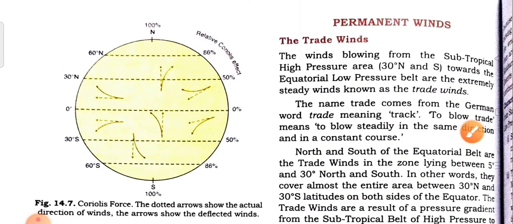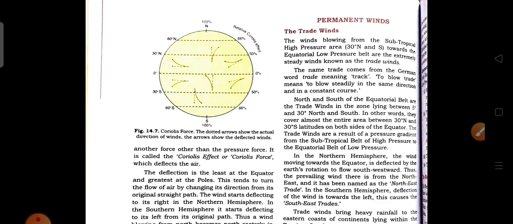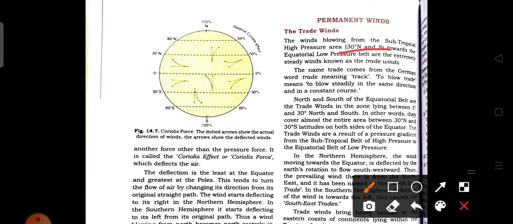So firstly we have to discuss the permanent wind. In the permanent wind there are the trade wind, the westerlies, and the polar easterlies. These are the three types of permanent wind. So we have to discuss the trade wind. What is trade wind? The wind blowing from the subtropical area, that is 30° north and south, towards the equatorial low pressure belt.